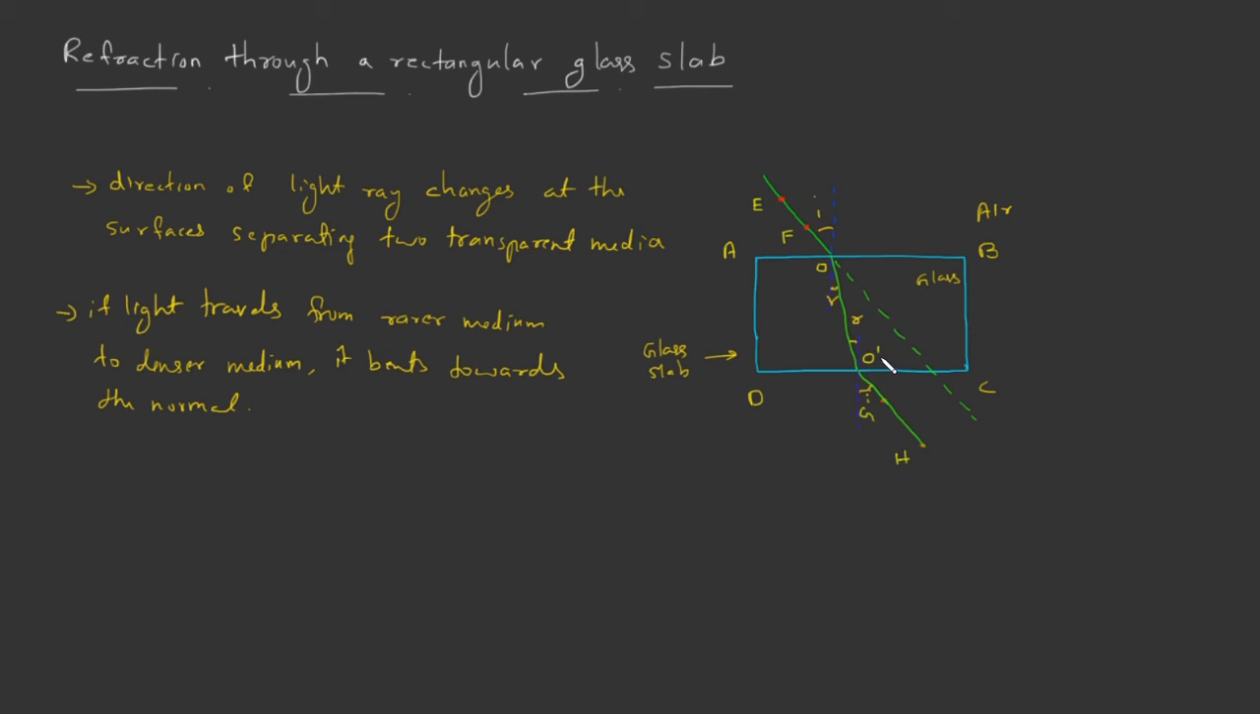At O dash, the light travels from glass to air, that is from denser medium to the rarer medium. So what happens? It bends away from the normal. So if light travels from denser medium to rarer medium, it bends away from the normal.